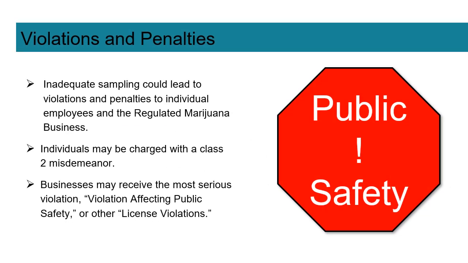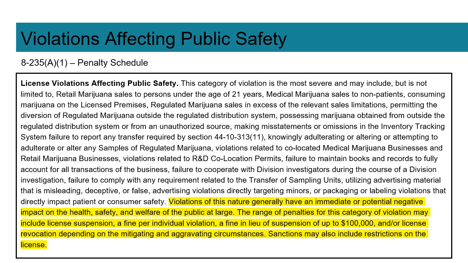Violations and penalties. Inadequate sampling could lead to violations and penalties to individual employees and the regulated marijuana business. Individuals may be charged with a Class 2 misdemeanor. Businesses may receive the most serious violation, violation affecting public safety, or other license violations. Violations affecting public safety. 8-235A1 Penalty Schedule. License violations affecting public safety.